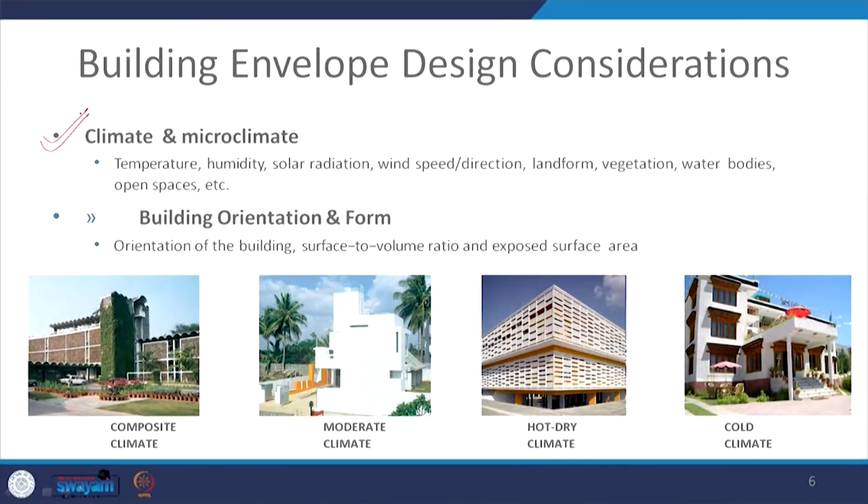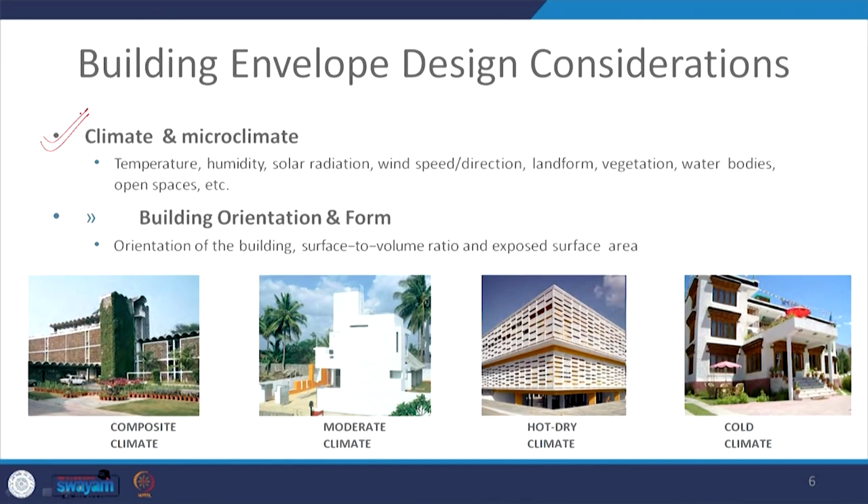So, when we say that the building envelope is the most important parameter for consideration, within the building envelope there are several factors which need to be taken care of when we are designing. Part of it we have already seen when we started talking about sustainable buildings. We saw that the first thing that we need to do is a climatic study.